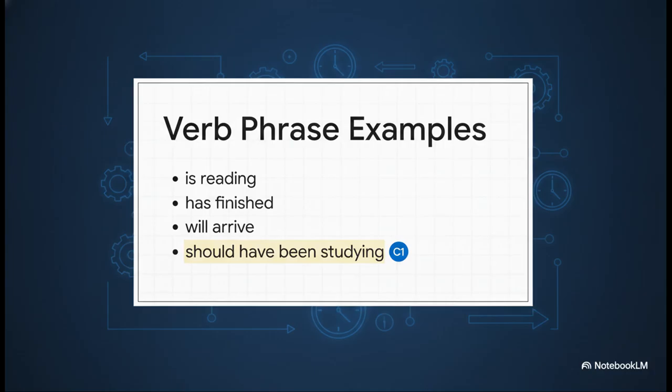Is reading shows an action happening right now. Will arrive puts us squarely in the future. But look at that last one. Should have been studying. I mean, wow, that is an absolute powerhouse of a phrase. It conveys past tense, continuous action, and a sense of obligation or regret all at once. For sure, that is exactly what C1 mastery looks like in action.